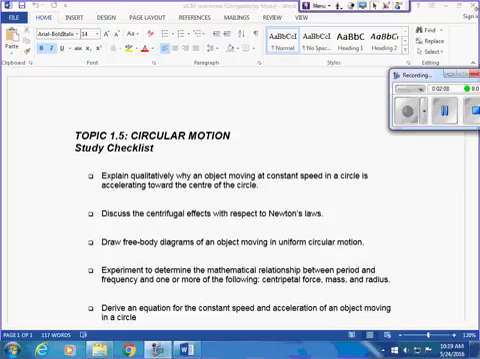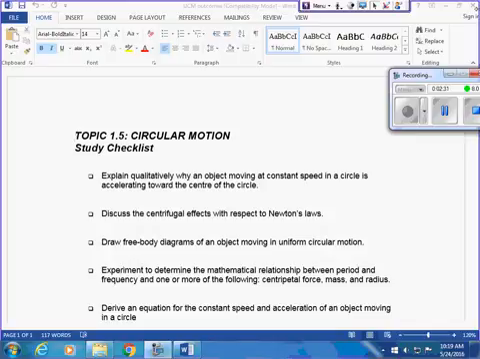So here are the outcomes for circular motion. Explain qualitatively why an object moving at constant speed in a circle is accelerating toward the center of the circle. We're going to cover that today. Discuss the centrifugal effects with respect to Newton's laws. We're going to cover that also today. Draw free body diagrams of an object moving in uniform circular motion. Let's talk about that today.